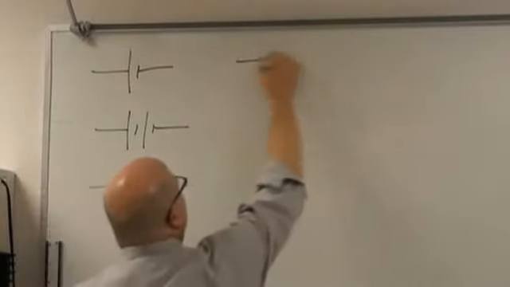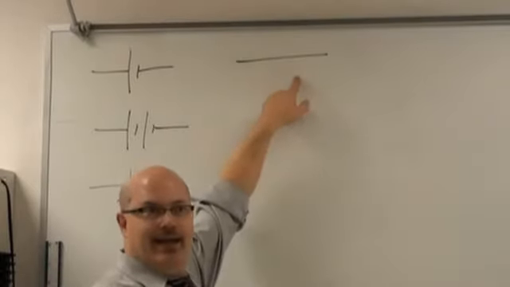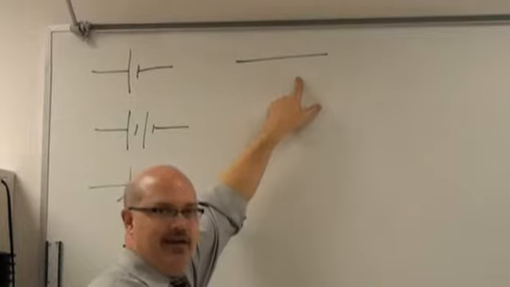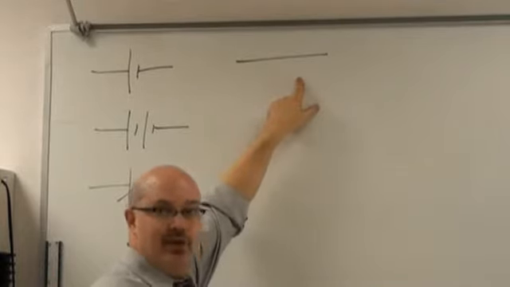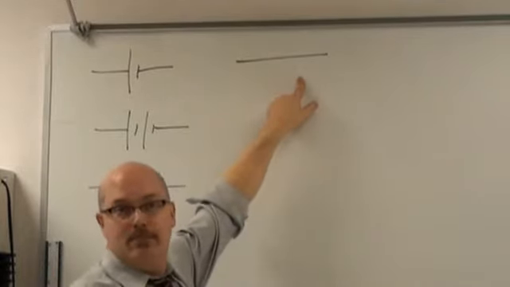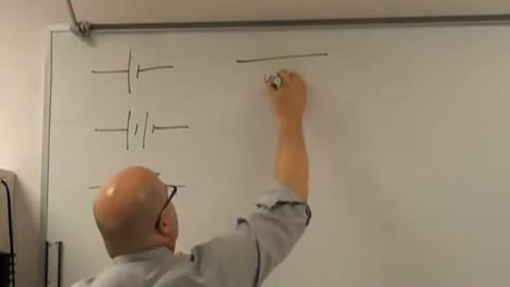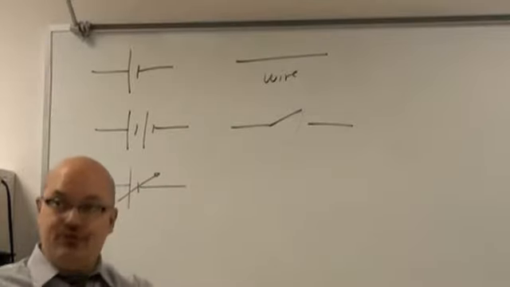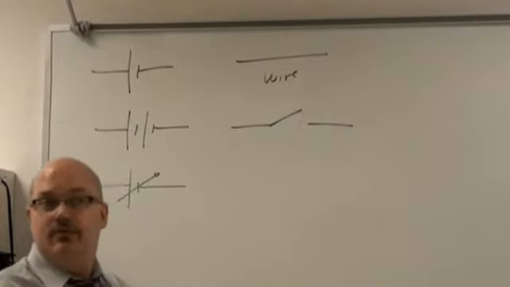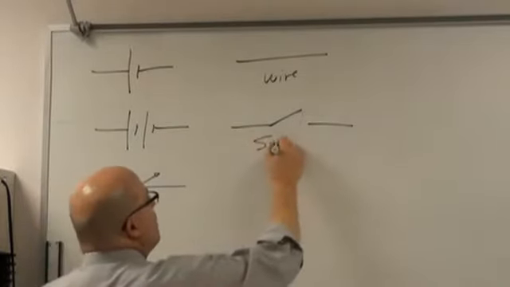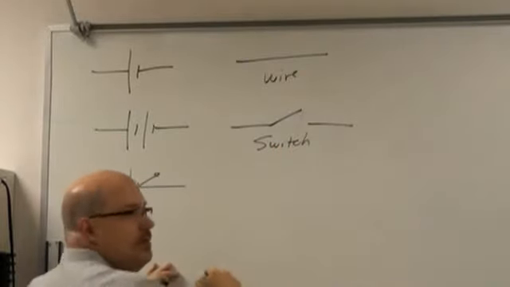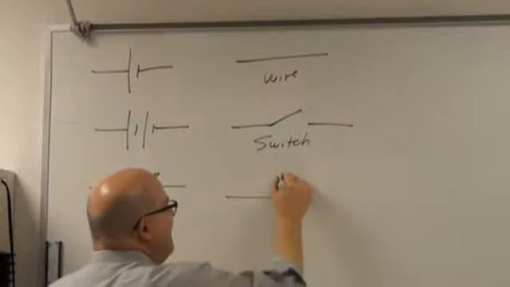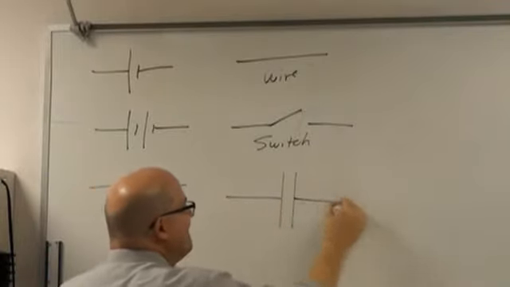Hey, what's this? What's that? It's a line, otherwise known as a conducting path, otherwise known as a wire. Okay, so a wire. What's that? A switch, or a disconnect in the wire. Are we supposed to remember these? Yes.